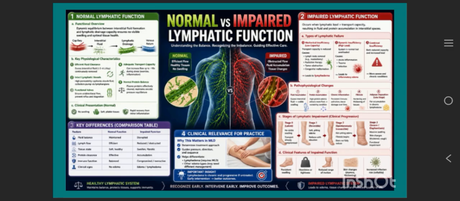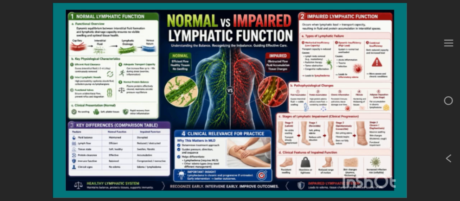Secondly, the second point is intact lymphatic vessels. Here, first, capillaries readily absorb fluid due to high permeability. Secondly, collectors actively pump lymph via lymphangions. The third key physiological characteristic is functional valves. Firstly, they ensure unidirectional flow. Secondly, they prevent reflux and stagnation.